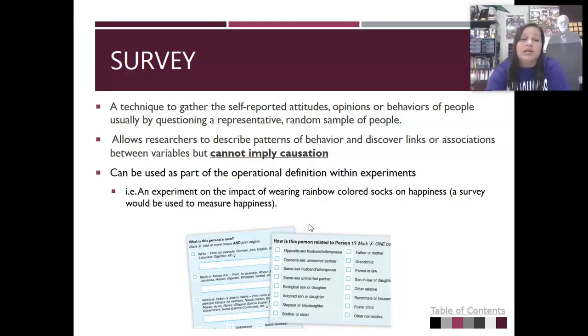It could be everybody at Red Oak High School. It could be everybody in the United States with the census. So you can gather a large amount of data fairly easily. It can be used as part of an operational definition within an experiment, which we'll talk about in the next part. So for example, if we're doing an experiment on the impact of wearing rainbow-colored socks on happiness, how would you measure happiness? You could give them a survey. The survey in the picture down here comes from the census.